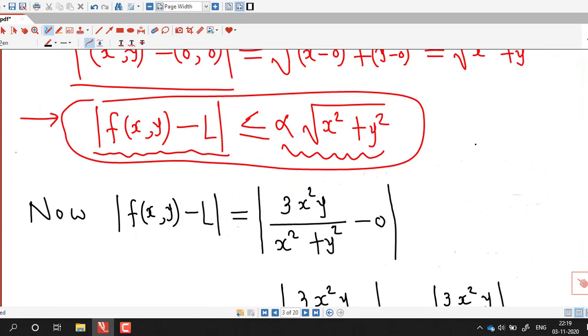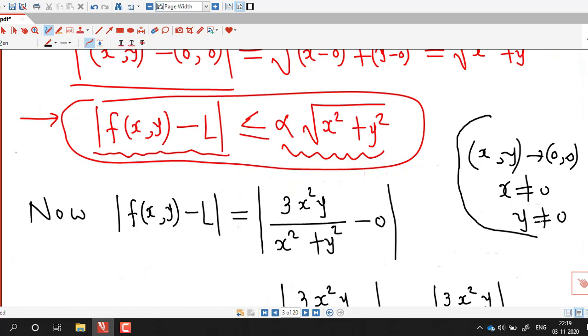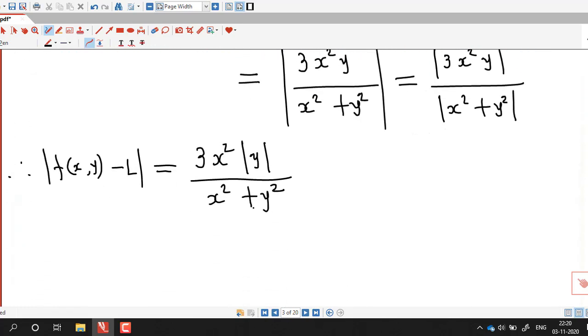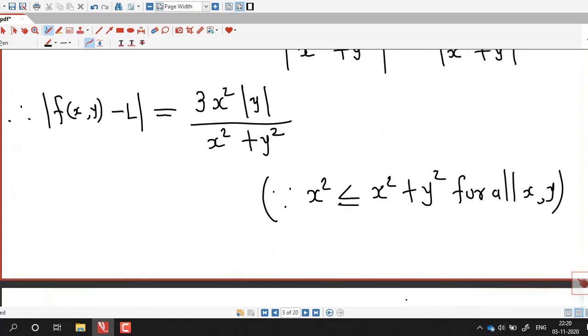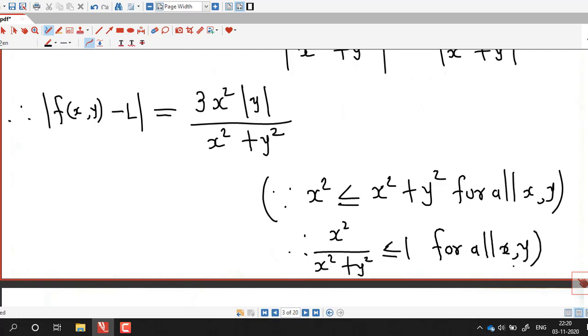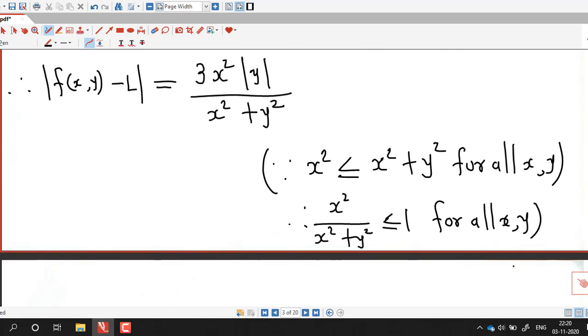And one more thing, here (x, y) is approaching (0, 0), but it will never be equal to (0, 0). That means x is non-zero and y is also non-zero, so x square plus y square is non-zero. So there is no problem if we divide by x square plus y square. So this is the simplification of the distance between f(x, y) and L. Now if we observe one thing, we know that x square is always less than or equal to x square plus y square for all values of x and y. So from this we can say x square over x square plus y square is less than or equal to 1 for all values of x and y. So that means we can use that part here.